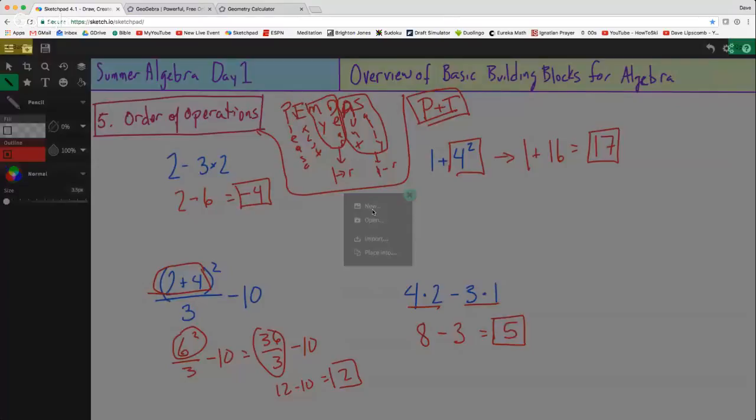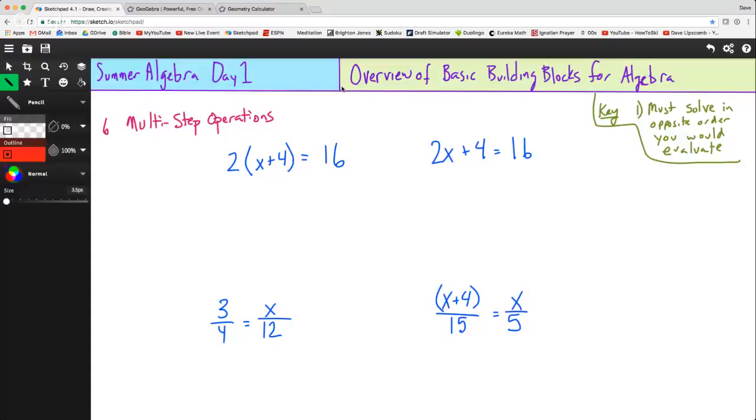Okay, moving along. Multi-step operations. Now, these are easy for some and a little tricky for others, so let's just look at the difference. These two have the same operations going on, right? There's a multiplication, there's an addition, an equality, and they have the same numbers actually, but they evaluate differently.